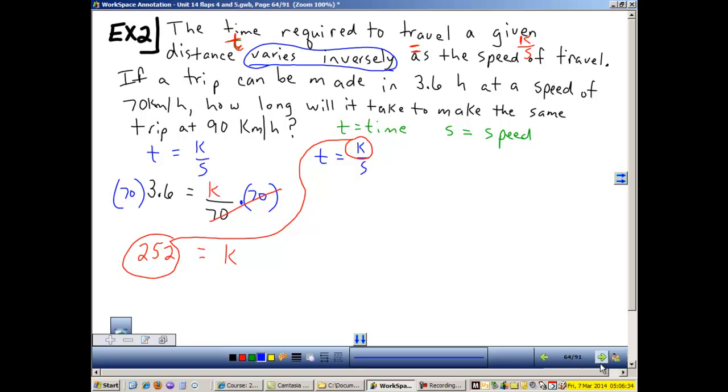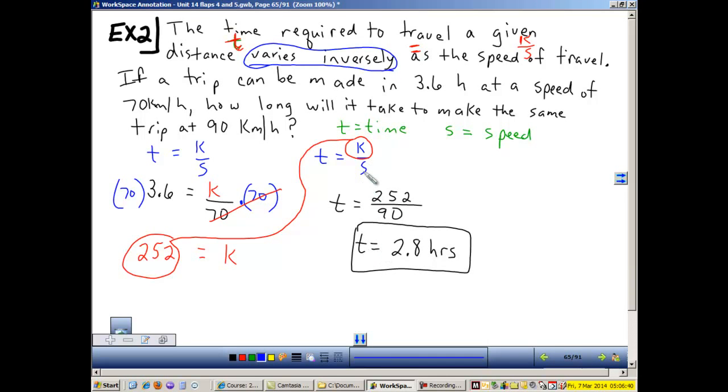We need to know the time it's going to take to make the same trip at 90 kilometers per hour. So filling in 90 for our new speed, we get 252 divided by 90 is 2.8 hours. Remember, this is a word problem, so we have a word answer.